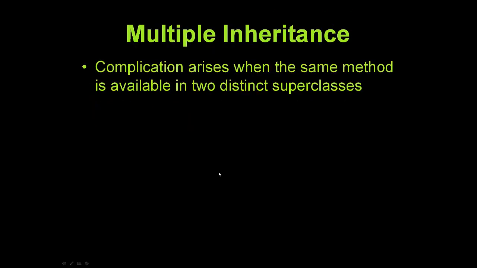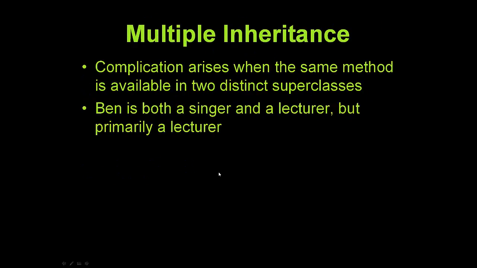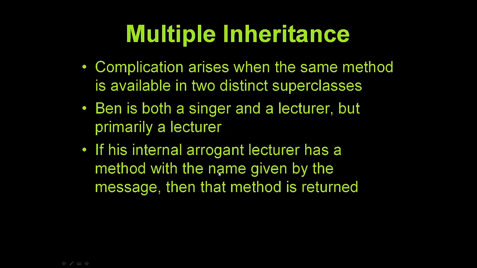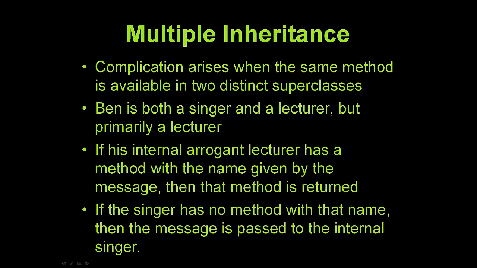Now, the complication arises when the same method is available in two classes. So Ben is both a singer and lecturer, but primarily a lecturer. So essentially, if the internal arrogant lecturer has a method with the same name as the message, then that method is returned first. If not, you check the singer. If not, then you will go to fail.